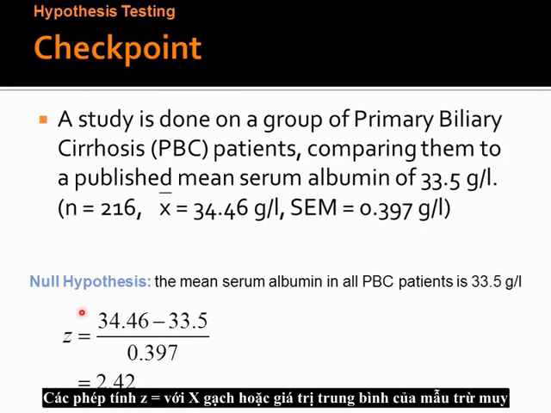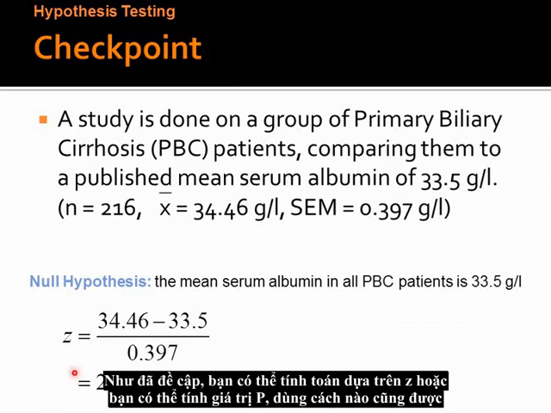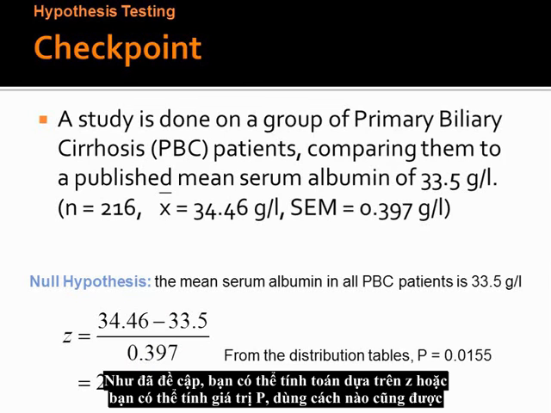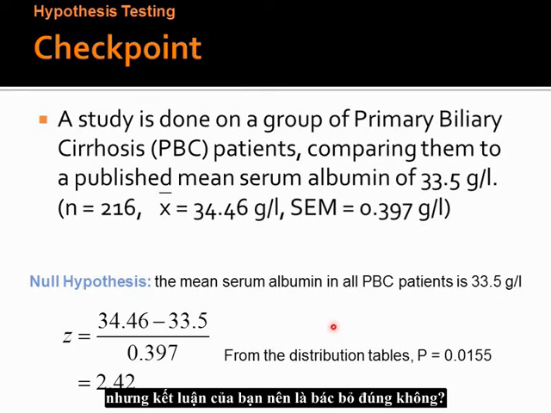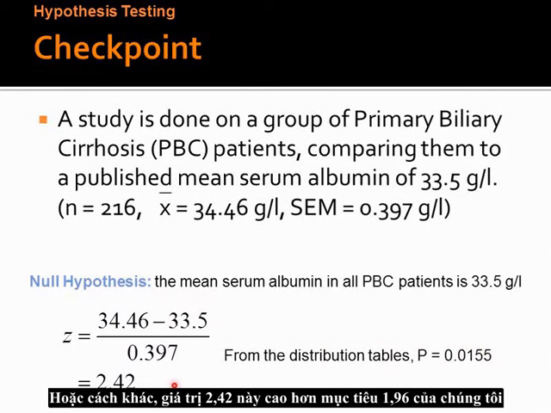Calculations: z equals x bar, the sample mean, minus mu, which I'm comparing to, divided by the standard error, and we get 2.42. As mentioned, you could decide based on z, or you could calculate the p-value. Either way works, but your conclusion should be rejection. In other words, we reject the null hypothesis. Yes, there is a significant difference, because the p-value is lower than the alpha value, or alternatively, this z value of 2.42 is higher than our target of 1.96.